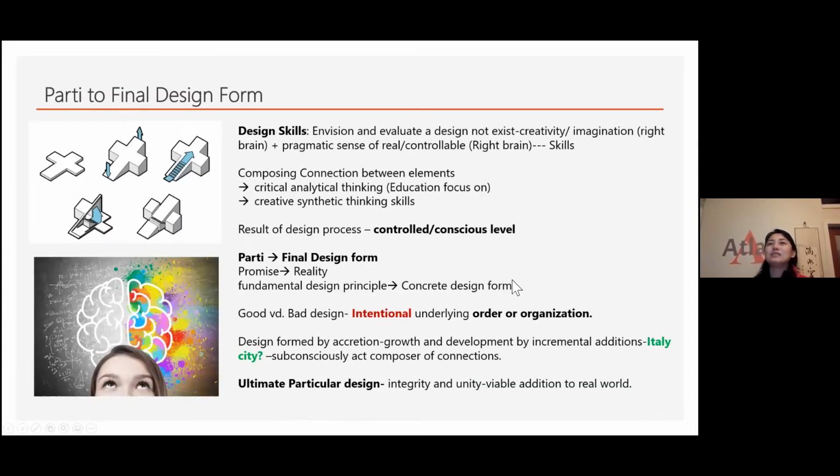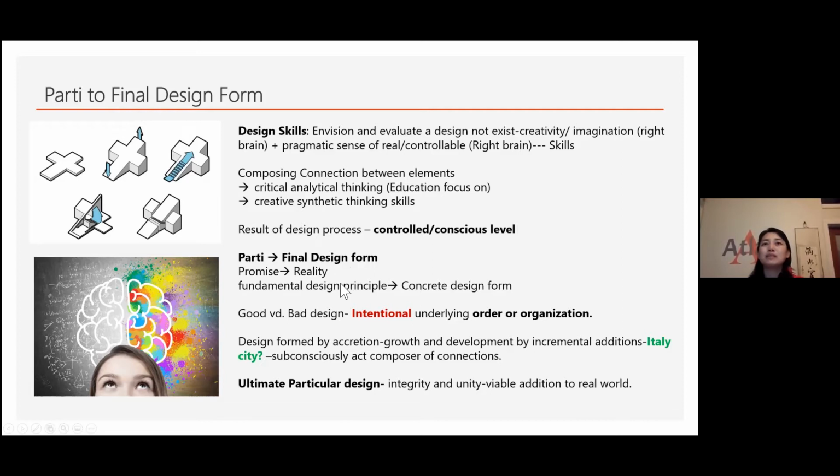And design skill is about having to envision what does not exist. You have to have imagination and creativity. That's how our right brain works. At the same time, you have to be pragmatic. You know what can be real, what is possible. That's the controlled part, our left brain. So what we mentioned earlier in the first chapter is that design is about the right brain and left brain working together. We have to have critical thinking and synthetic thinking together. The later design process is more controlled, at the conscious level.